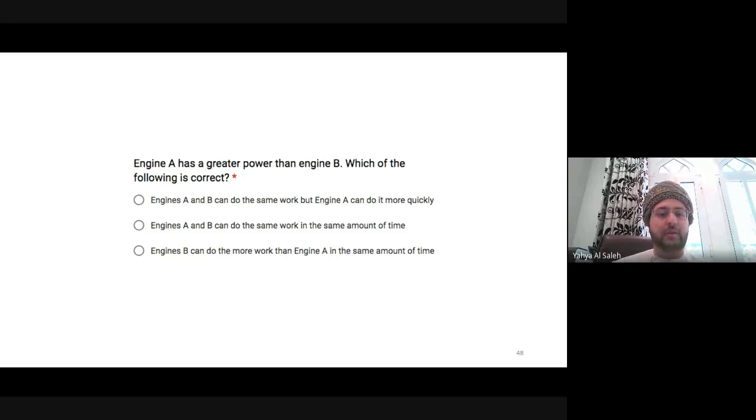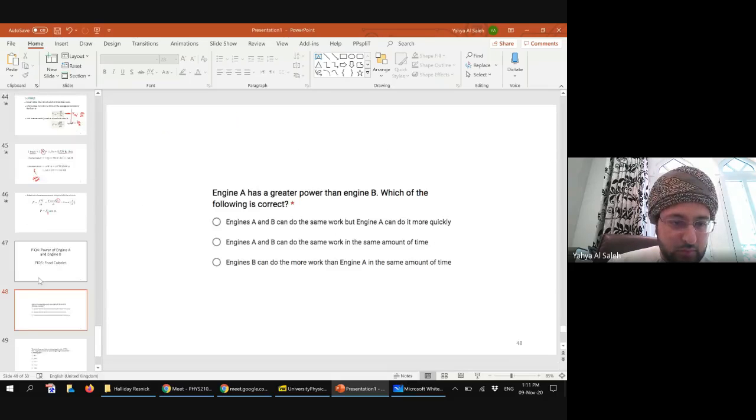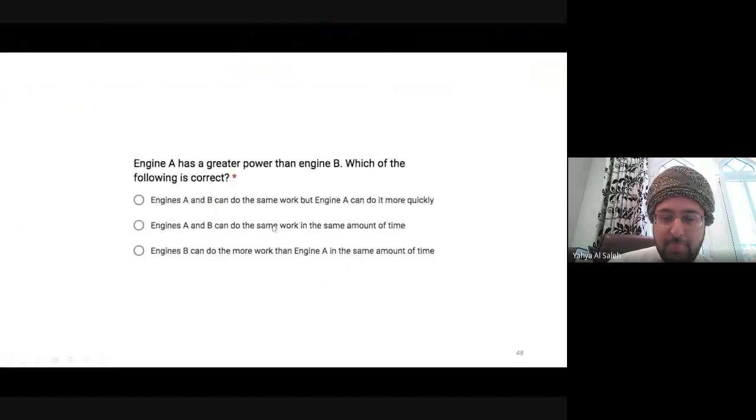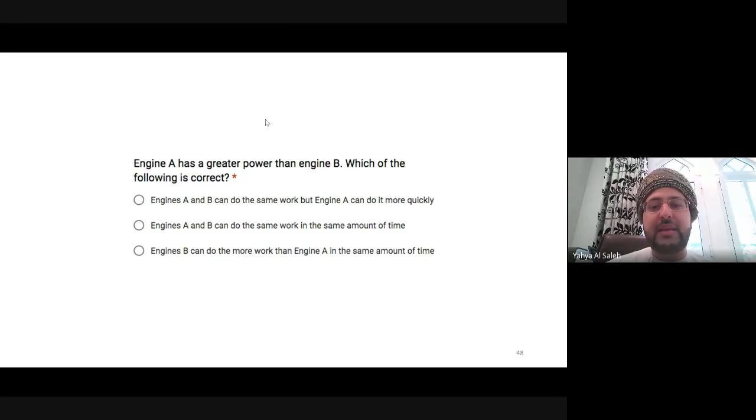Let's see something. Engine A has greater power than engine B. Which of the following is correct? Engines A and B can do the same work, but A does it more quickly. Or A and B can do the same work in the same amount of time. Or engine B can do more work than engine A in the same amount of time.